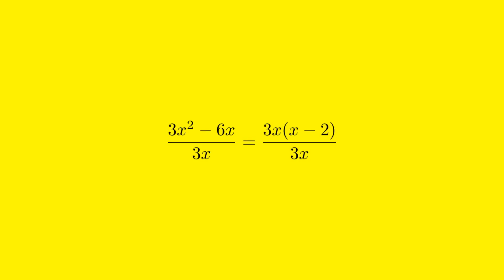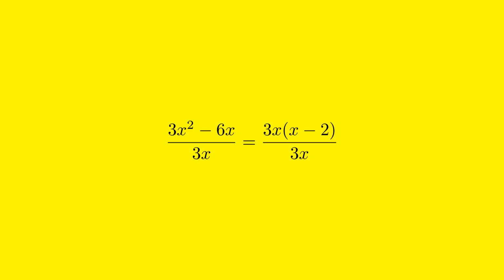Step 1. To reduce the rational expression 3x squared minus 6x over 3x to its lowest terms, we first look for common factors in the numerator and the denominator. The numerator is 3x squared minus 6x. Notice that both terms in the numerator share a common factor of 3x. To factor out this common term, we take 3x out of each part.